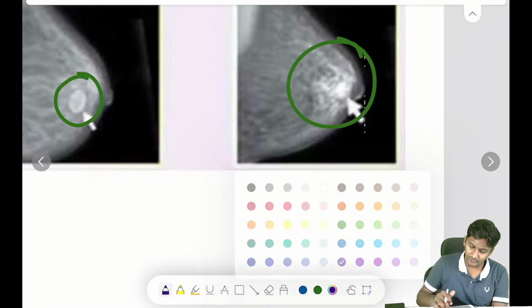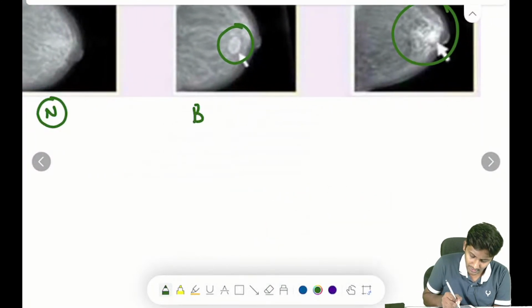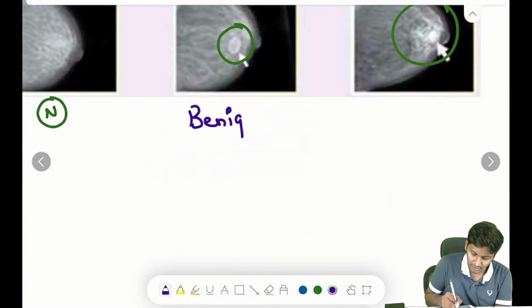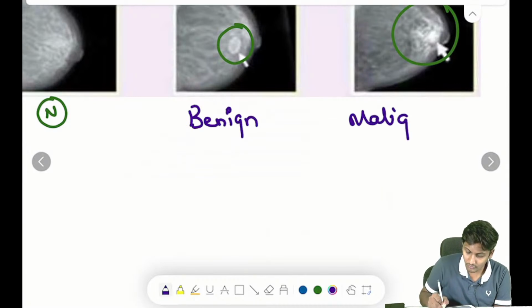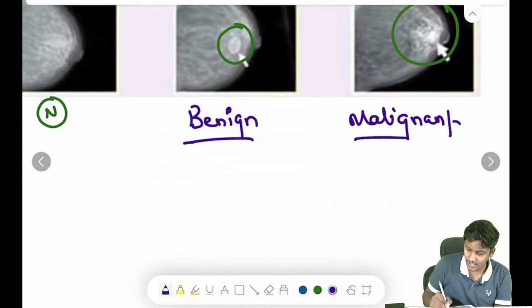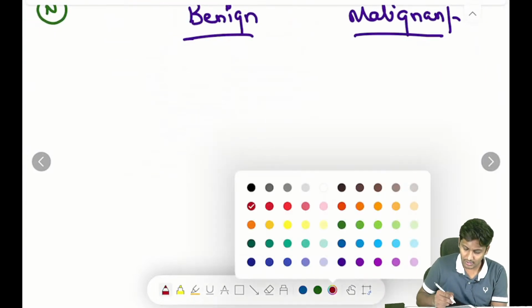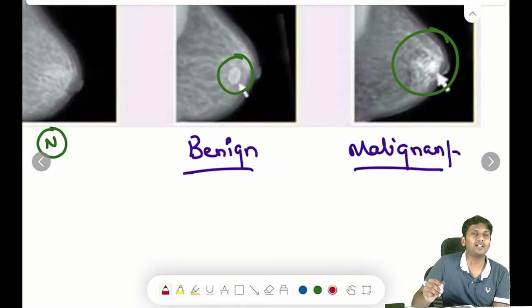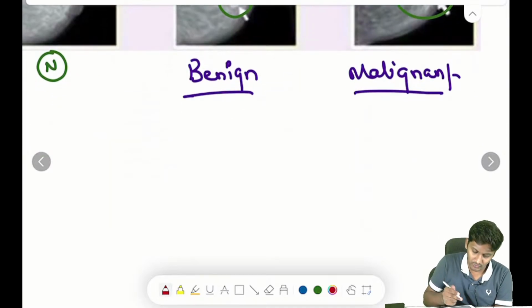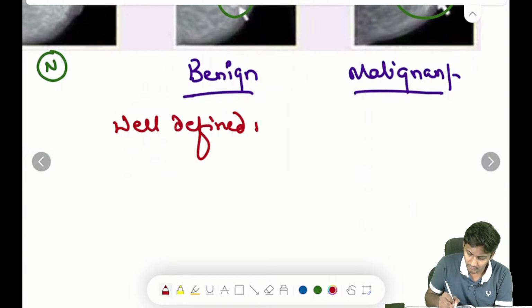Now if I talk about the basic differences between both of them, this is a benign lesion and this is a malignant lesion. How are we going to differentiate? There are three important features that we have to look for. The first thing to look for in a benign lesion: can you see the margins are well defined? Is the mass going beyond the margin? No. So there are usually well defined margins in a benign breast lesion, that has to be remembered.